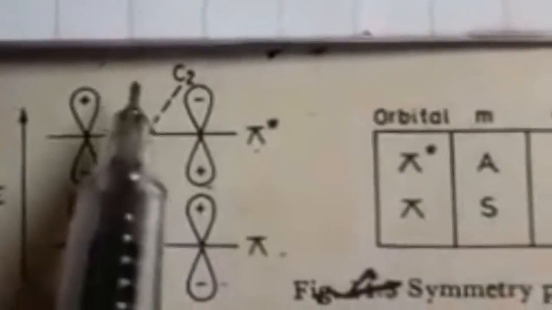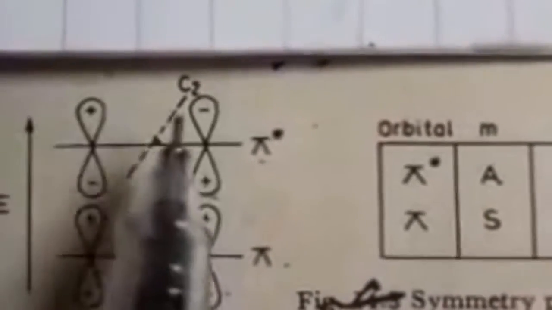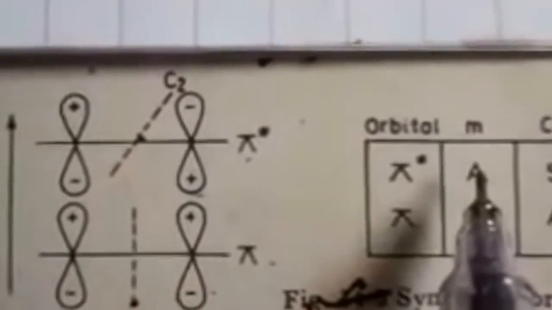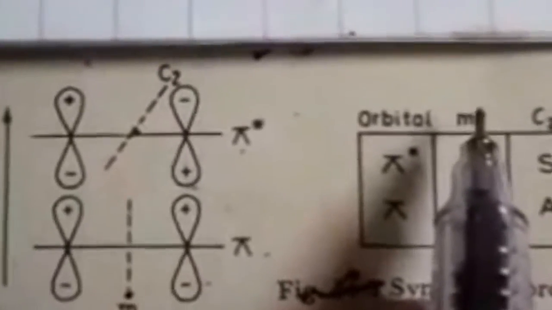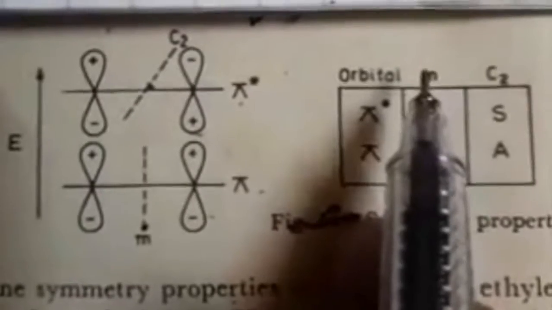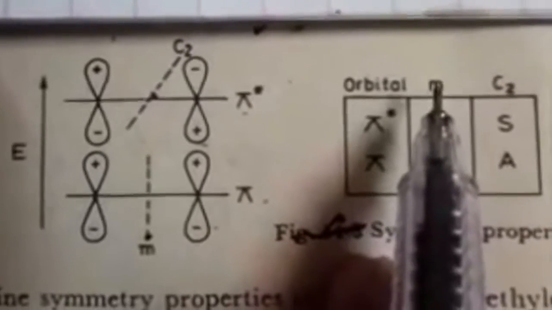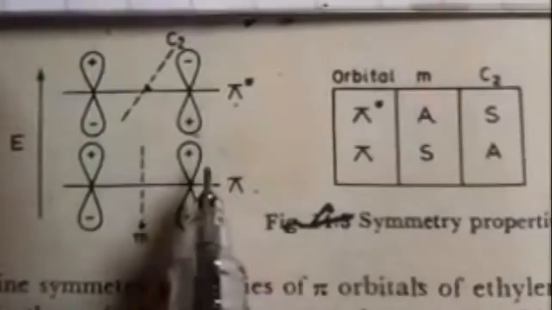Okay, here you place the mirror. So what happened? Positive and this one is negative. That means having opposite sign. So this is asymmetric with respect to mirror plane symmetry. So pi orbital is symmetric with respect to mirror plane symmetry, whereas pi star orbital is asymmetric with respect to mirror plane symmetry. Now how to see this C2 axis of symmetry?